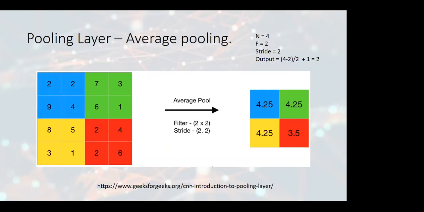Similarly, let's have a look at the average pooling layer. This does exactly what max pooling does, but instead of taking the maximum value, it gives the average value in the output. So that's super intuitive. And again, we have this formula which gives the dimensions of the output activation map.